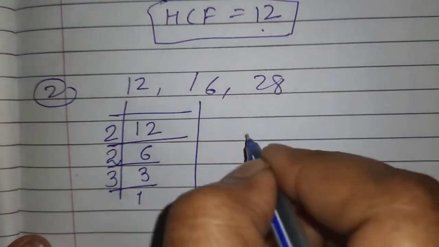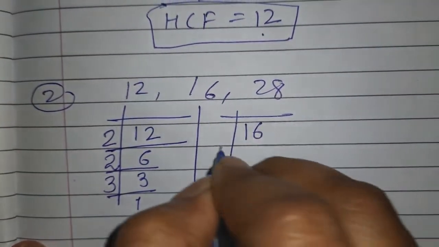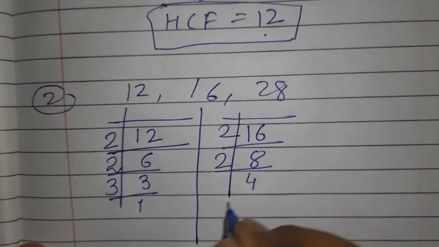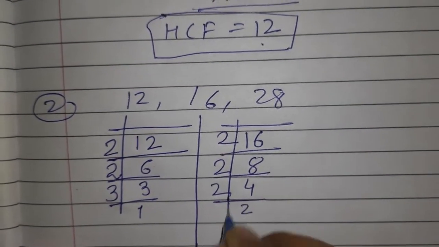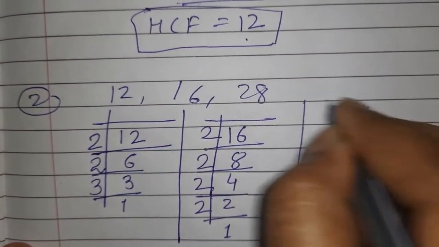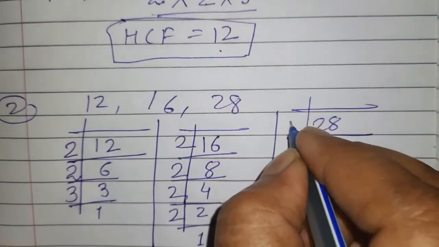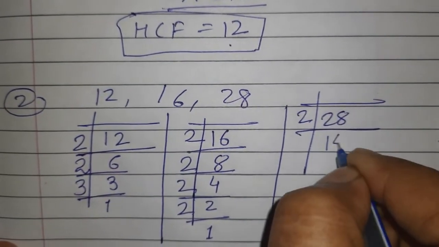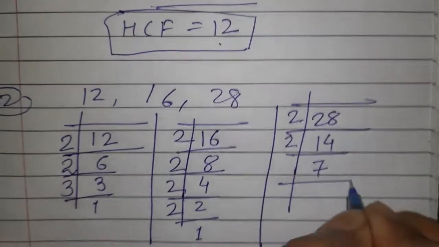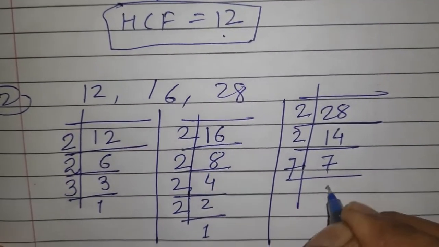Now the second number, 16. It is divisible by 2. 2 8s are 16. Then 2 4s are 8. Then 2 2s are 4. Then 2 1s. Now 28. It is also divisible by 2. 2 14s are 28. 2 7s are 14. Now 7 is divisible by only 7. So 7 1s are 7.